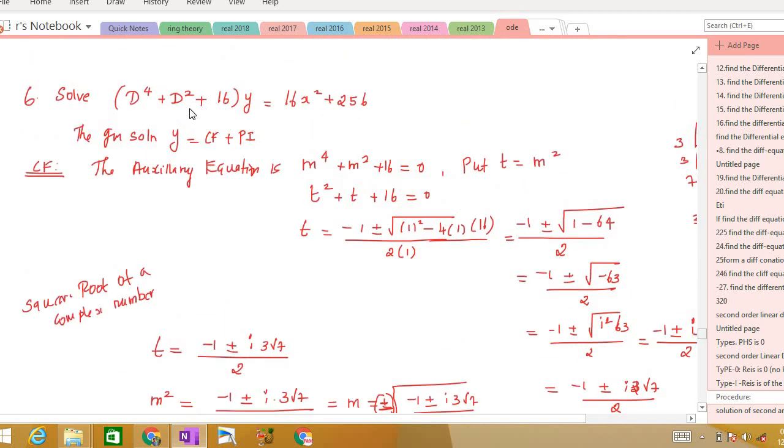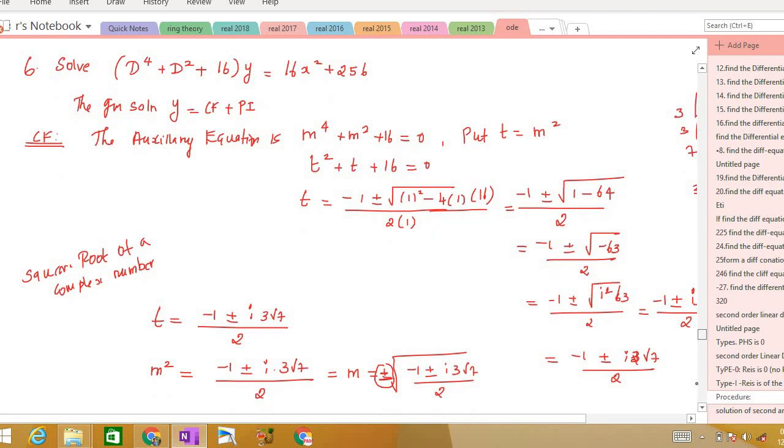D power 4 plus D square plus 16. So here we have D power 4 plus D square plus 1, right? The only thing is the constant term is changing here. So if you have watched this video also, you know how I did this problem. Suppose I try to solve this using put t is equal to m square, but I arrived at the square root of a complex number. So I tell you the Aliter method.